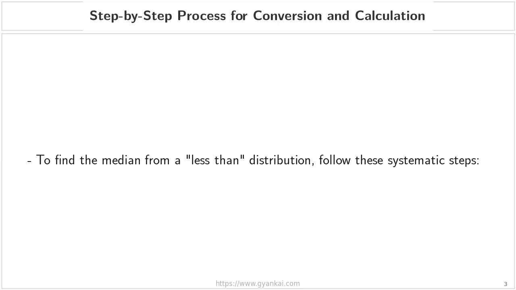Step-by-step process for conversion and calculation. Now that we understand what a less than distribution actually represents, we aren't going to jump straight into the calculation. Instead, we are going to follow a clear, systematic, four-step process to transform this data and find our answer. Let's look at these steps one by one. Step 1. Determine the class intervals.